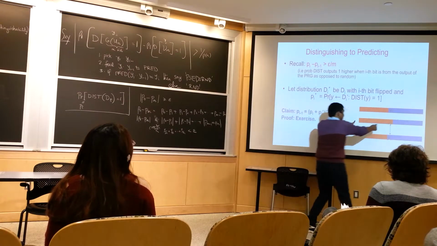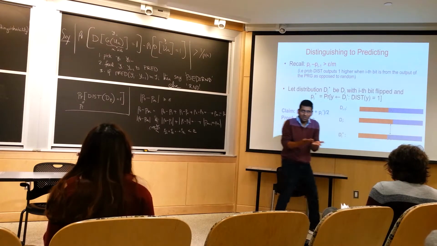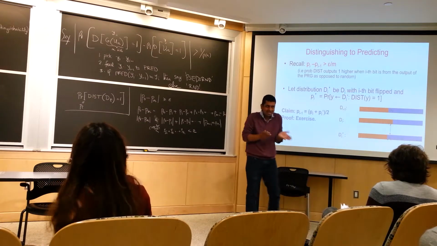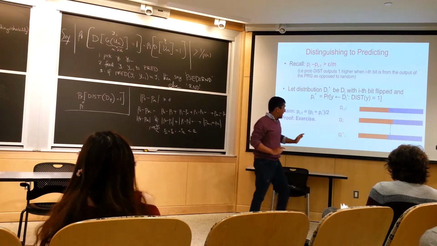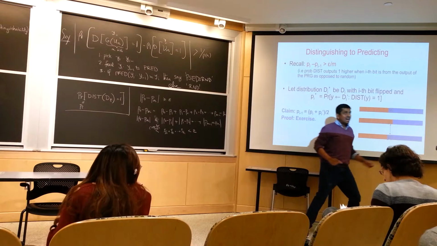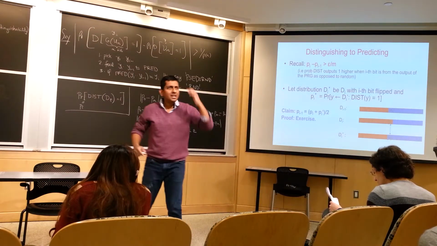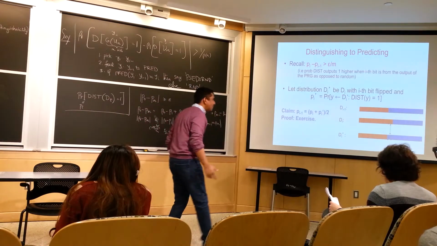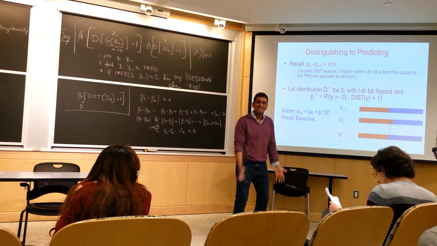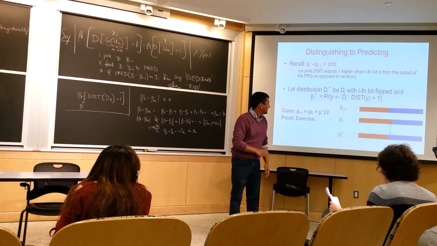Because the first i minus 1 bits are pseudorandom, that's the way it is in both cases. In the ith bit, I either output yi with probability half, or yi complement with probability half. It doesn't matter. That's a random bit.